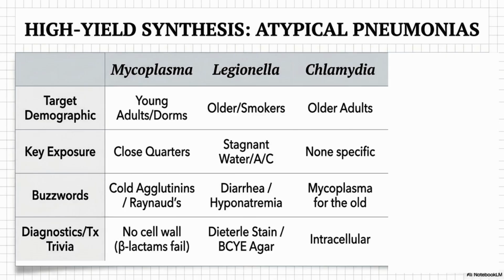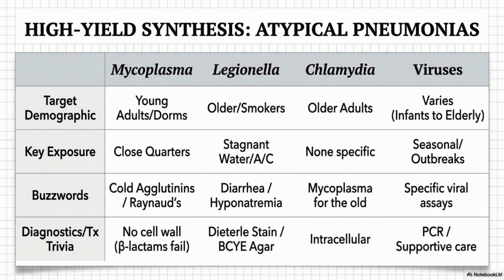For Chlamydia, the target demographic is older adults. There is no specific key exposure. It acts like Mycoplasma for the old, and remember, it is an intracellular organism. Finally, for viruses, the demographic varies from infants to the elderly. Key exposures are seasonal or outbreaks. You will use specific viral assays relying on PCR and supportive care.